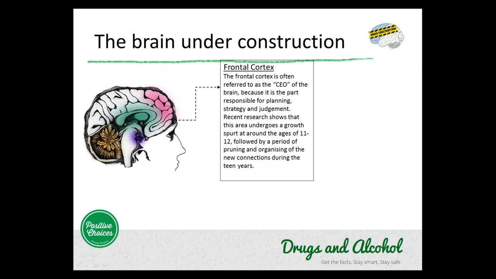And these are things that we collectively term executive functions. So recent research shows that it's really this area of the brain that undergoes a huge amount of growth just before puberty, and then it's this area of the brain where we're seeing that pruning of cells during adolescence. So it's really that area of the brain where we're seeing the biggest loss of cells during adolescence.